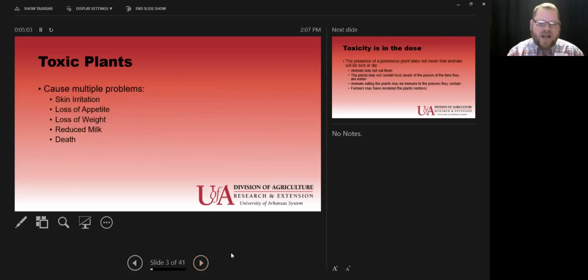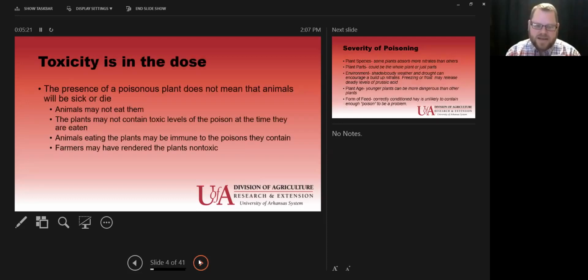So a toxic plant, it's kind of self-explanatory, but we talk about multiple problems. So it could be a skin irritation, a loss of appetite, loss of weight, reduced milk, and occasionally death. But the important thing to remember with toxins is that toxicity is in the dose. So just because a plant is toxic does not necessarily mean that fatality is the end result.